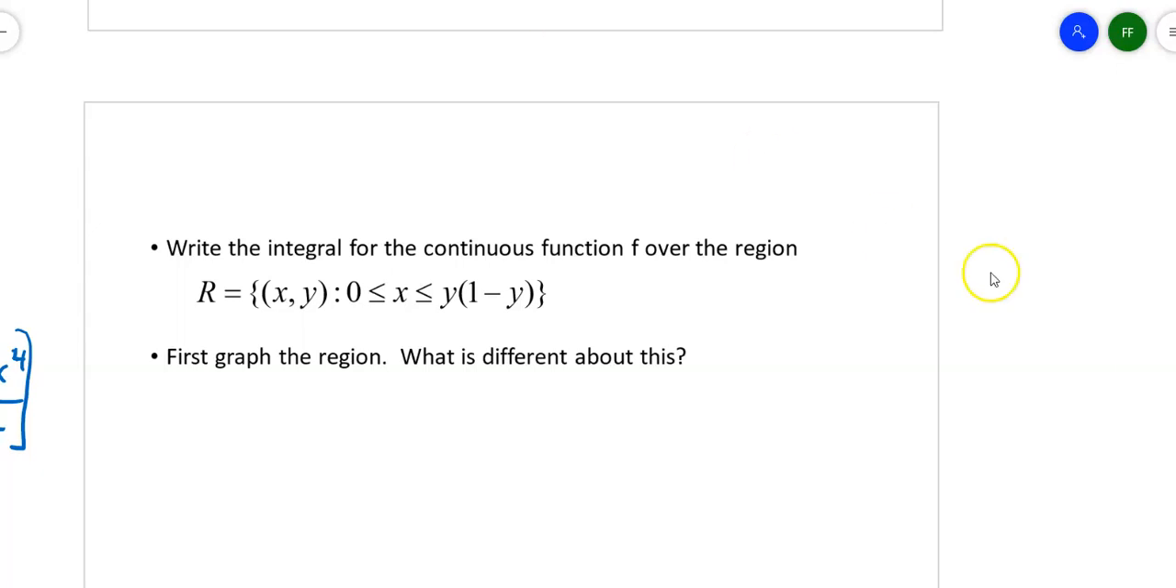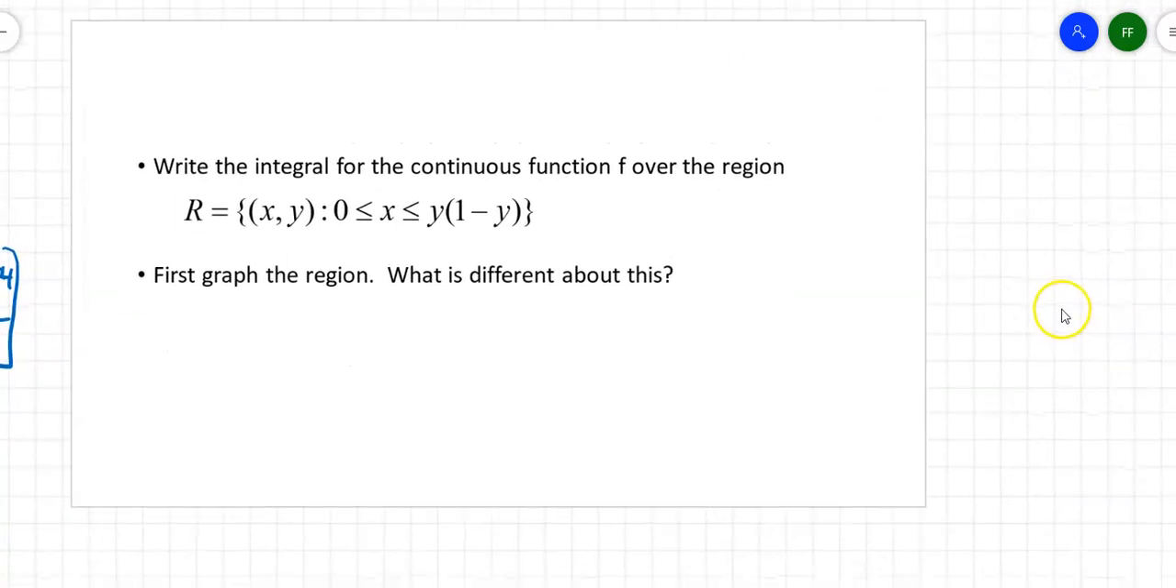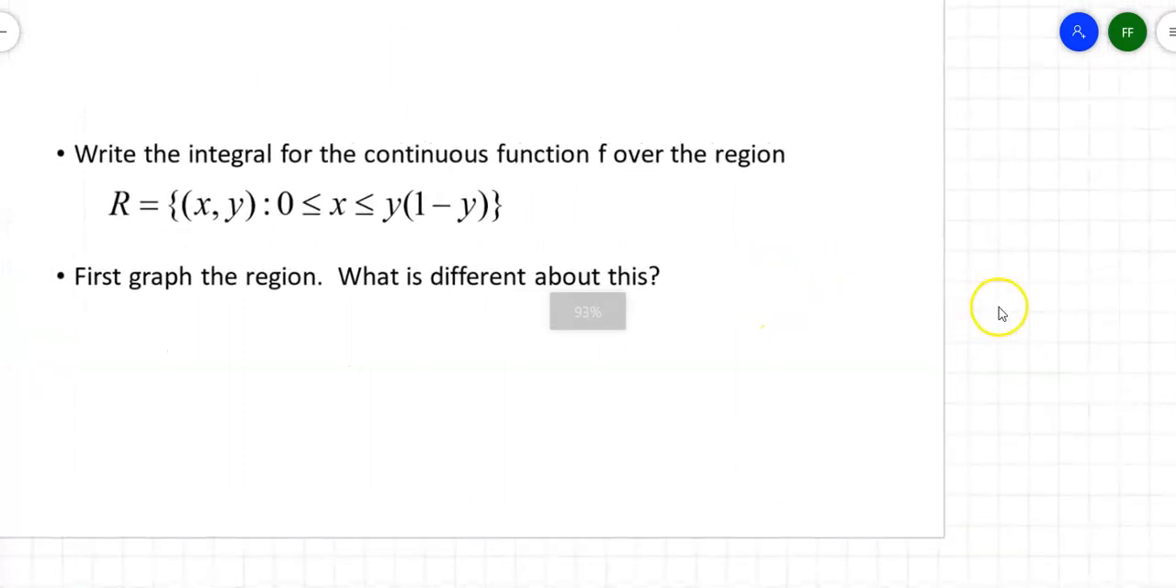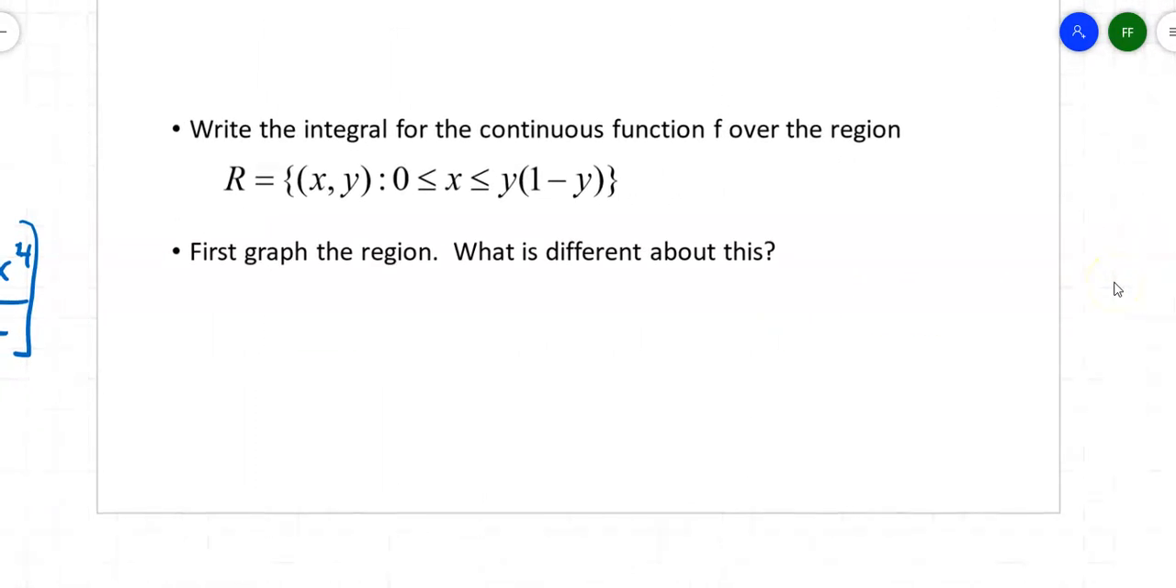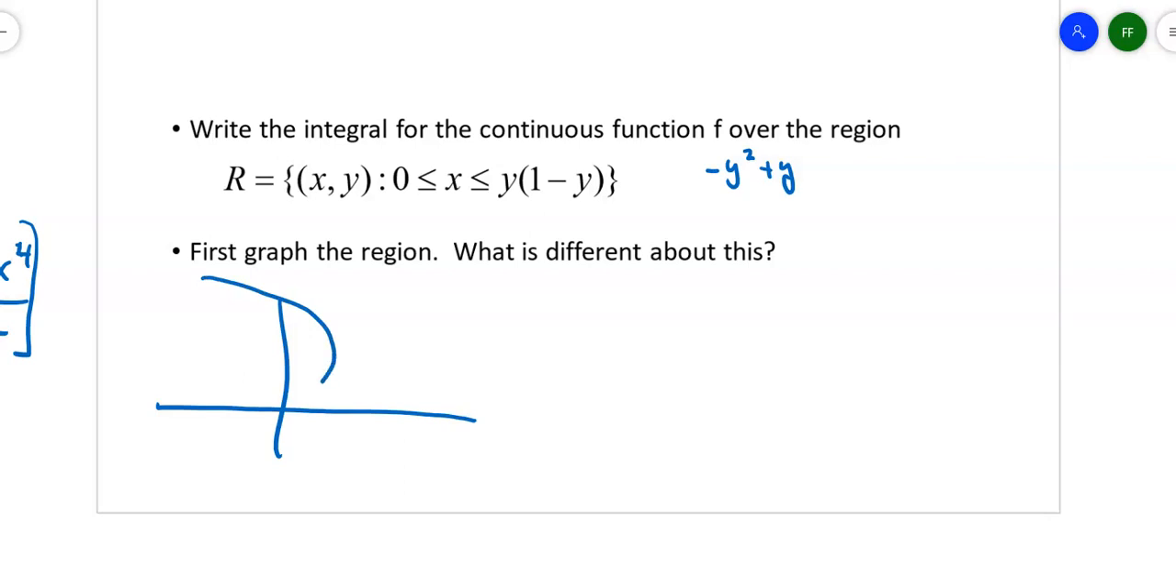I said write the integral for the continuous function over this region by first graphing the region, and there's something different about this. This time the x's go from 0 to y times 1 minus y. What's weird about that? This is the equivalent of negative y squared plus y. It's a sideways facing parabola. So this one goes like this. That's the region of my base.